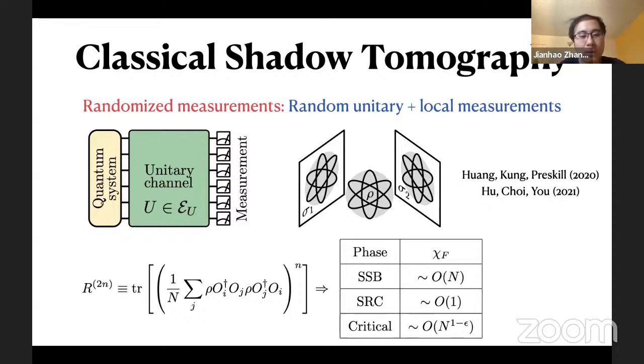And by this measurement, we can reliably estimate the different scaling behaviors of different mixed state quantum phases. For example, the spontaneous symmetry breaking phase, the symmetric short-range correlated phase, and the critical point or phase in between them.